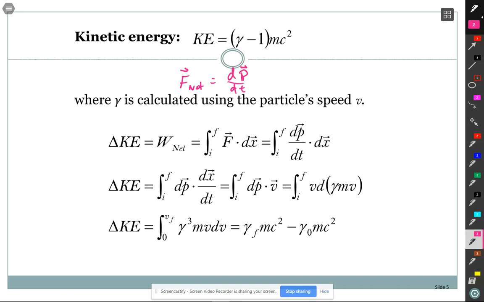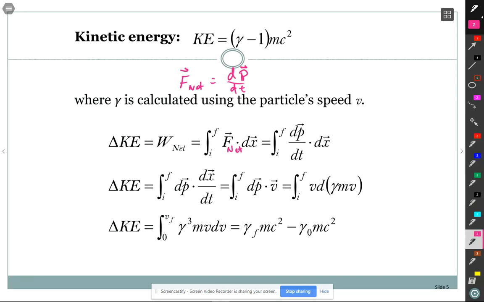So using that as a starting point, then we take the fact of the work-energy relationship. The change in kinetic energy is defined as the net work. And the net work is the integral of force dot dx. So we put the integral of force, and I made a mistake here, that should be net force because it was the net work, right?